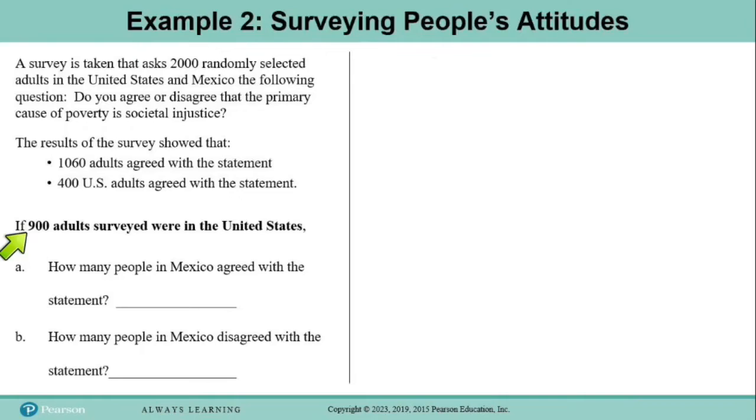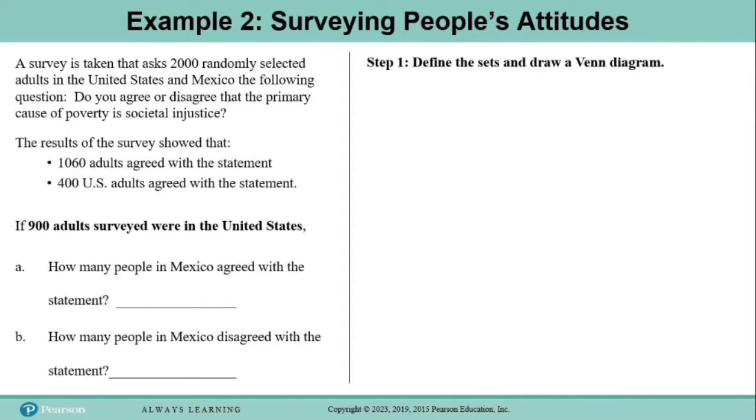Now, it says if 900 adults were surveyed in the United States, here are the questions they want us to answer. How many people in Mexico agreed with the statement, and how many people in Mexico disagreed with the statement? And so step 1, remember, said to define the sets and draw a Venn diagram.